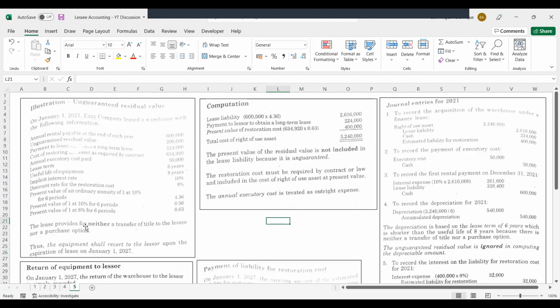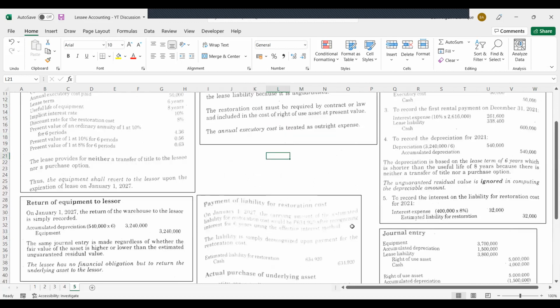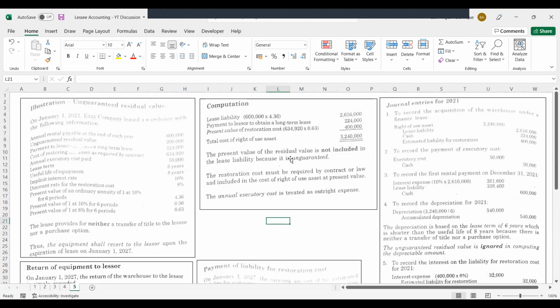Okay. The lease provides for neither a transfer nor a purchase option. So, wala. Hindi mapupunta sa kanya at the end. So, babalik kay lessor yung equipment at the end. So, payment of liability, okay. Okay, so similar lang siya doon except na hindi ini-include kapag unguaranteed yung residual value. So, yun lang ang kailangan natin tandaan, and also take note na yung mga directly attributable cost lang yung ini-include natin for our ROU computation.